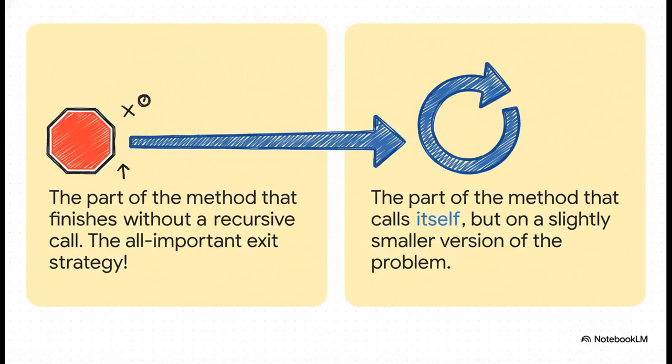First, you've got the base case. Think of this as the emergency brake, the stop sign, the "we're done here" moment. It's the condition that finally tells the function to stop calling itself. Then you have the recursive case. This is the engine. It's the part that says, nope, not done yet, and calls itself again, but, and this is crucial, on a slightly simpler version of the problem, inching its way closer to that base case.